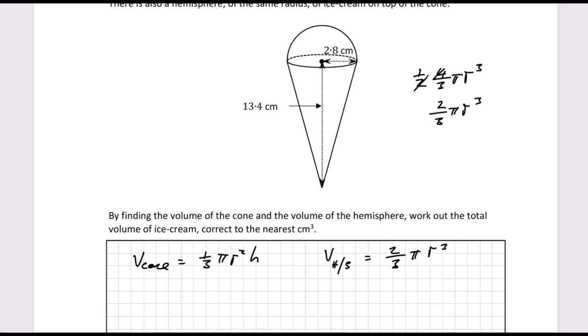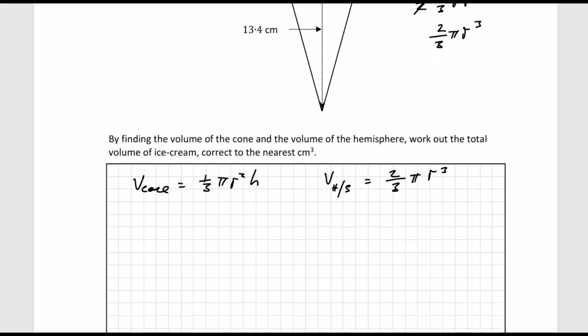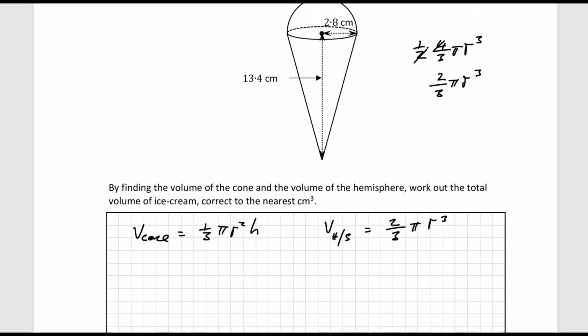That's perfectly fine as well. Okay, so let's put in the numbers here. The volume of the cone then is 1/3 times pi times the radius, which is 2.8. We've got to square that, and the height of the cone is 13.4. So we're going to work that out first. We only need this to the nearest cubic centimeter, so I'm not going to do too many decimal places, but it's 110.0143, let's say.